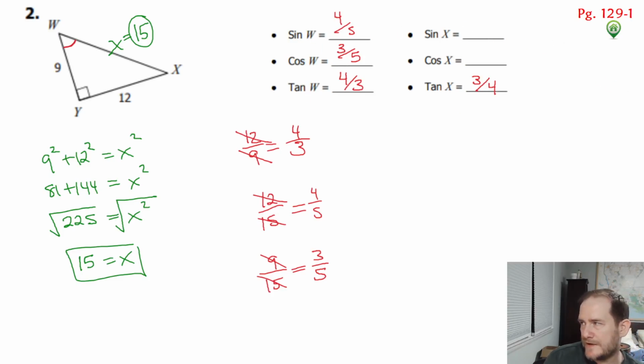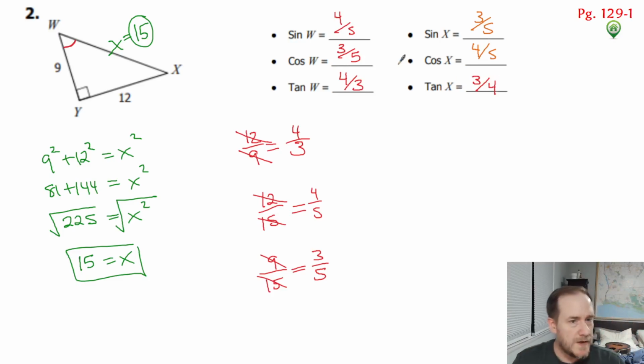That means for X, can I just use the trick where I flip-flop these guys? I think I can. So cosine as 3/5 is going to become sine as 3/5. And sine at 4/5 will become our cosine at 4/5. And of course, we already said that the tangent of X will be the reciprocal of the tangent of W. So you'll end up with 3/4 instead of 4/3. But that's it.